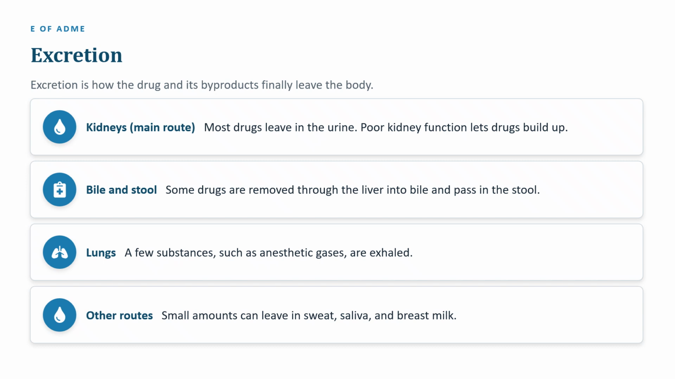For your role as an MA, the big takeaway is the connection between the kidneys and drug buildup. When you room patients, especially older adults, and you see notes about reduced kidney function, understand that their medications may need extra care. And when a patient reports symptoms that could signal a drug accumulating, such as increasing drowsiness on a stable dose, that's worth documenting and reporting. Excretion completes the journey, and now the cycle is ready to begin again with the next dose.